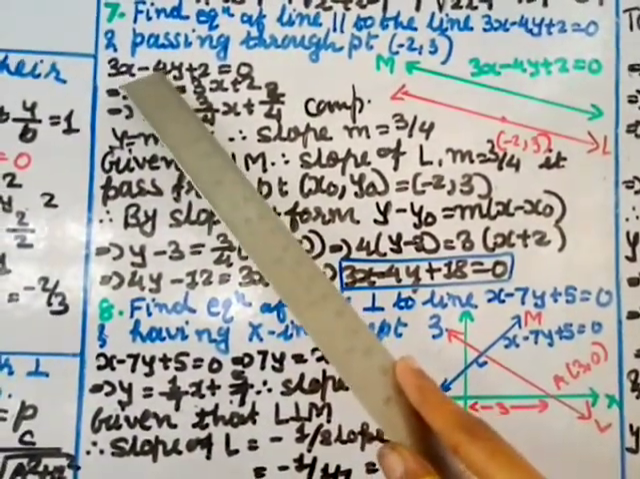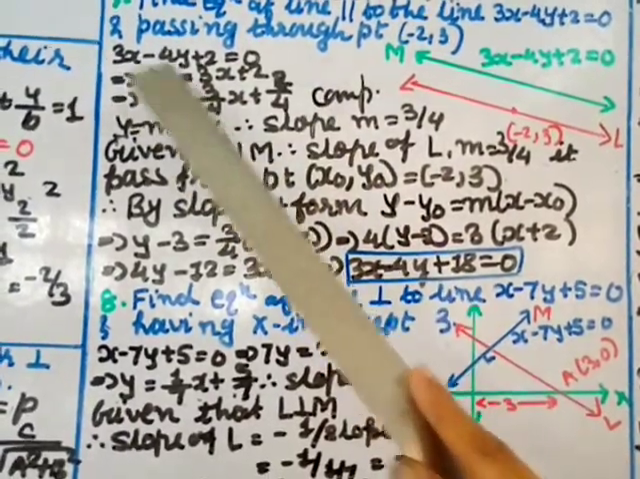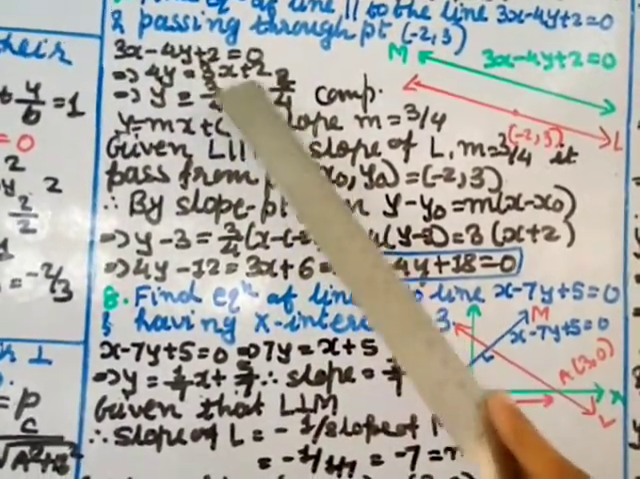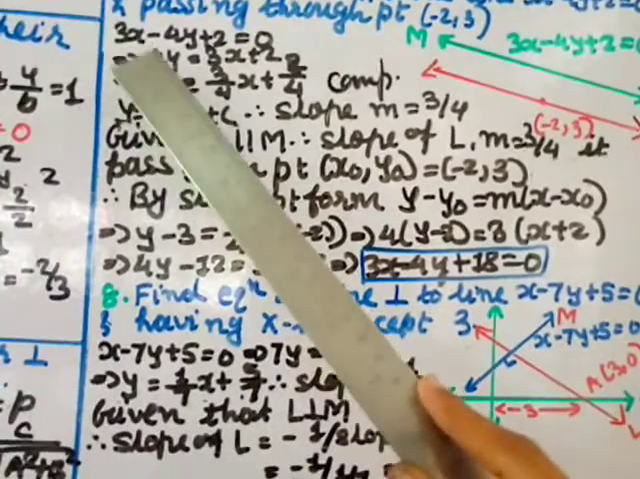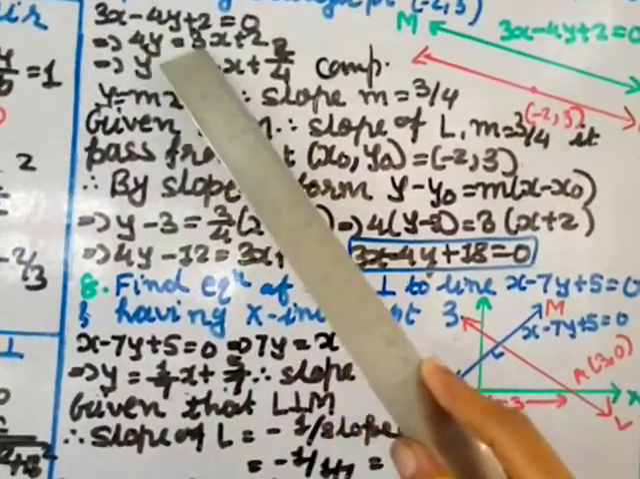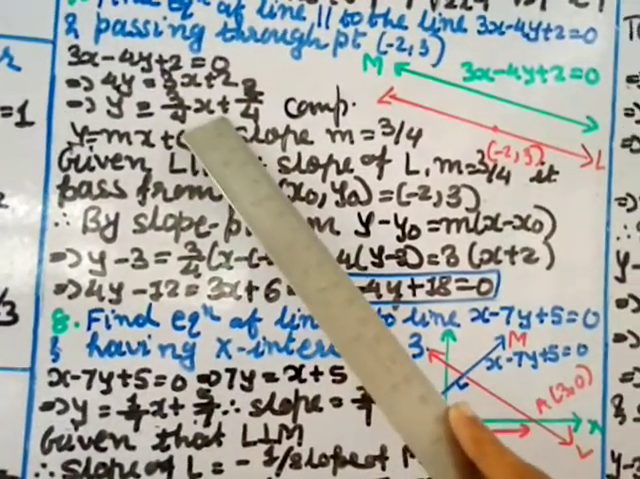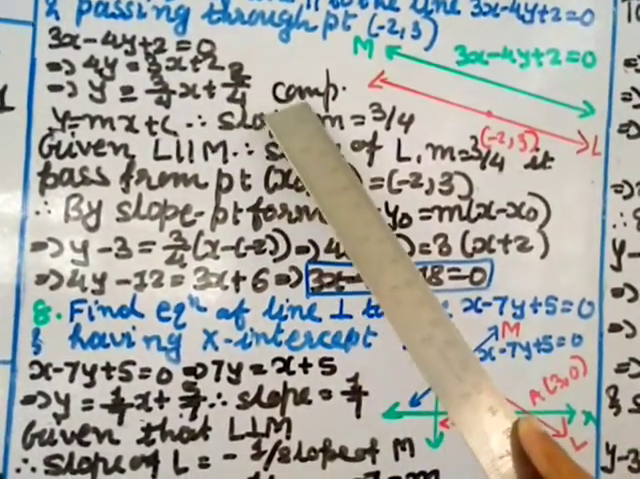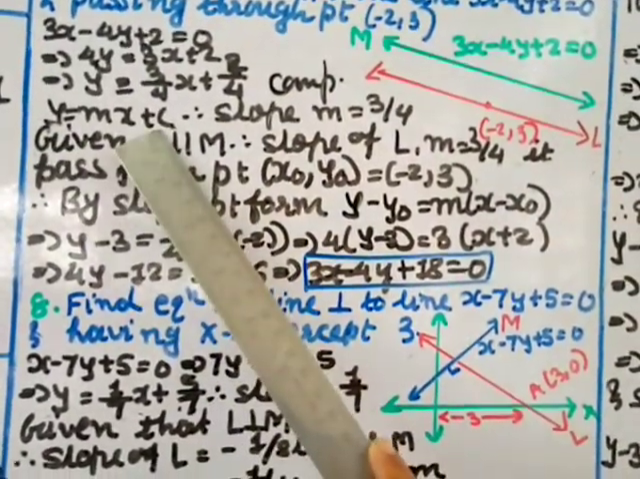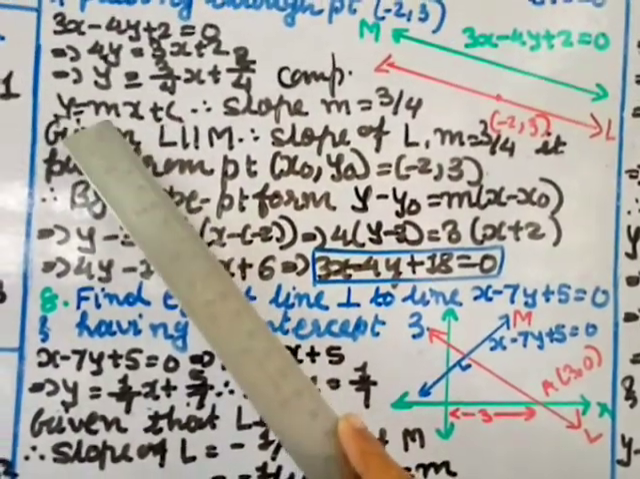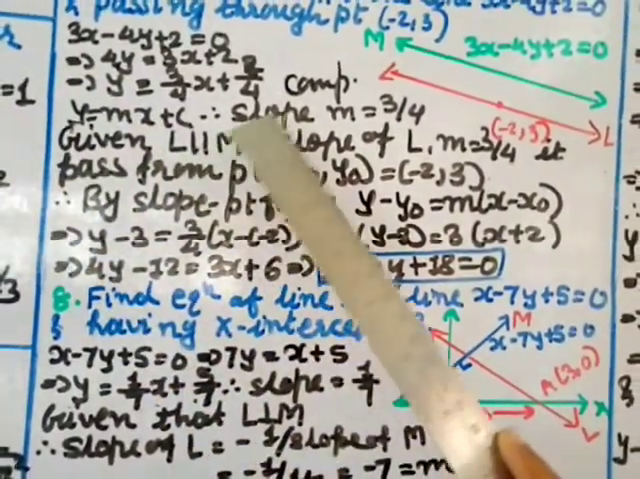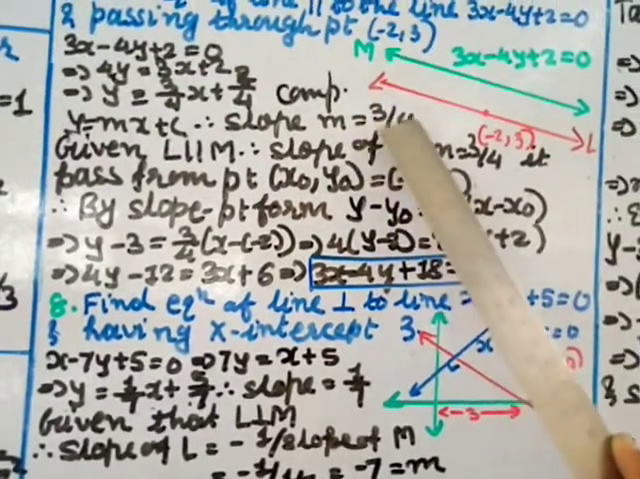So 4y should be positive, so transfer over here. So 4y equal to, here remains 3x plus 2, and coefficient of y should be 1, so divide each term by 4. I'll transfer this 4 over here, it will go in the denominator. So y is equal to 3 by 4 x plus 2 by 4. Now comparing with y is equal to mx plus c, so m value is 3 by 4, and that is the slope. So slope of the line m is 3 by 4.